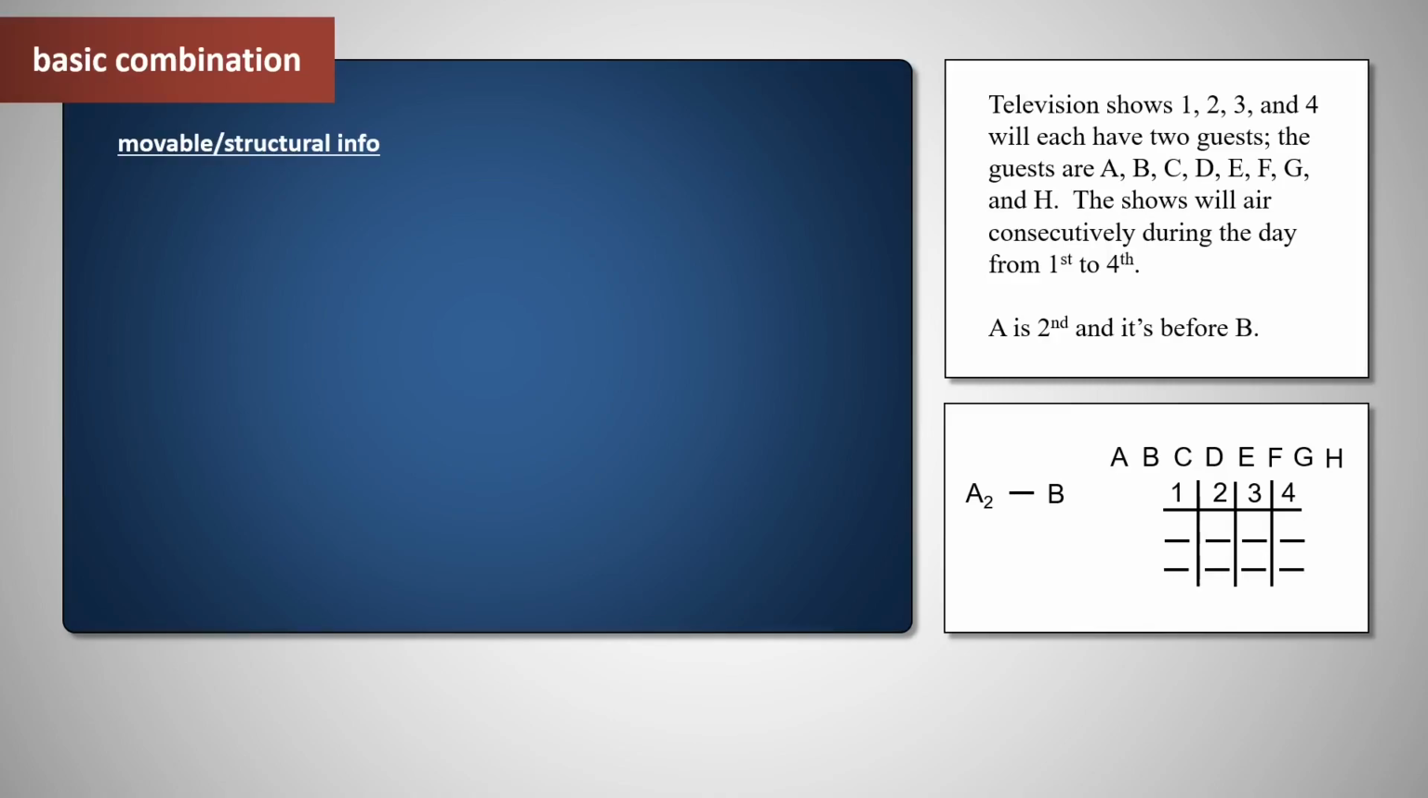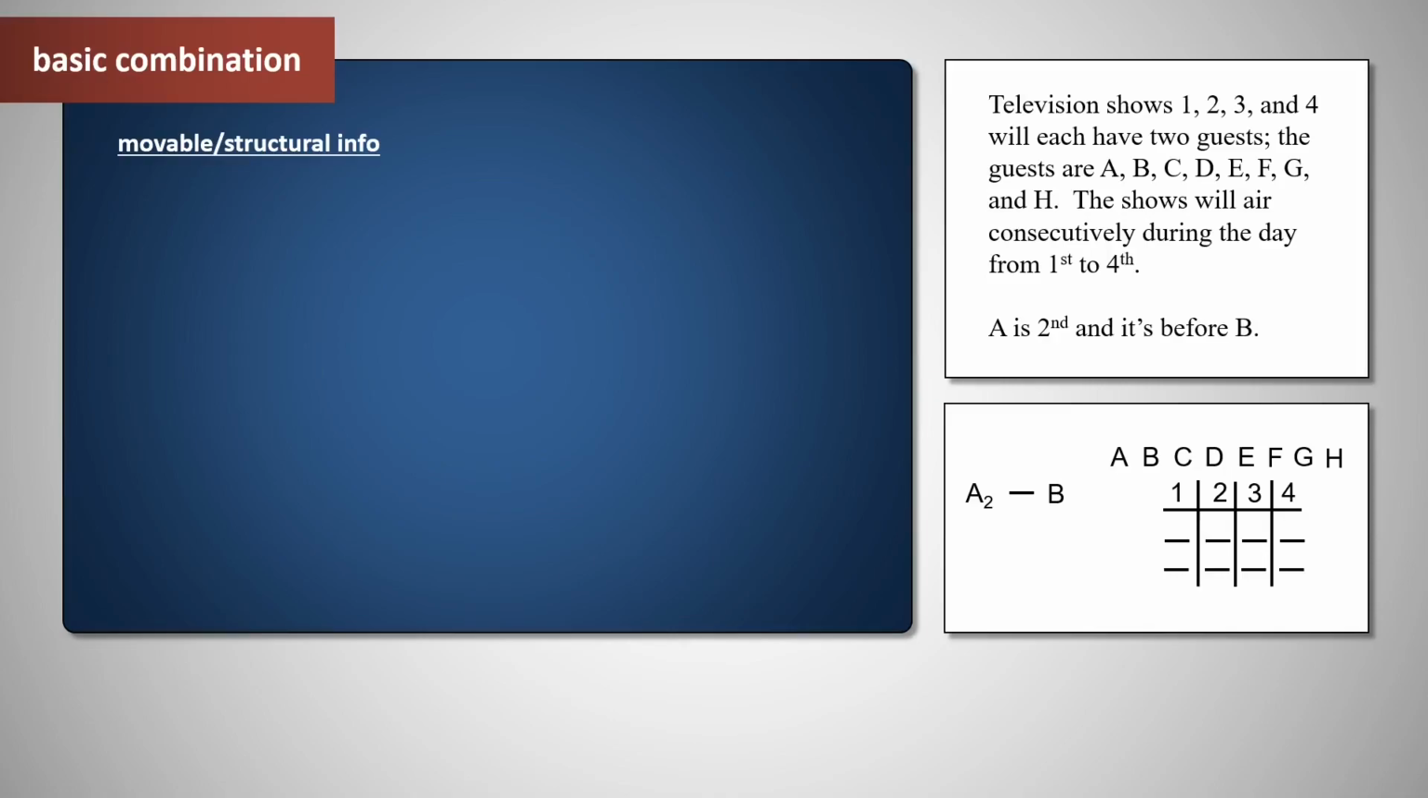Okay, so the way we can diagram that is we have down here underneath, as you see, for the movable and structural, I made the guests the movable, so that's the A through H, and I made the shows 1, 2, 3, 4 the structure. So you can see that they're consecutive. So we're told that there is sequence in time, and the guests don't have any particular order, so they're the movable.